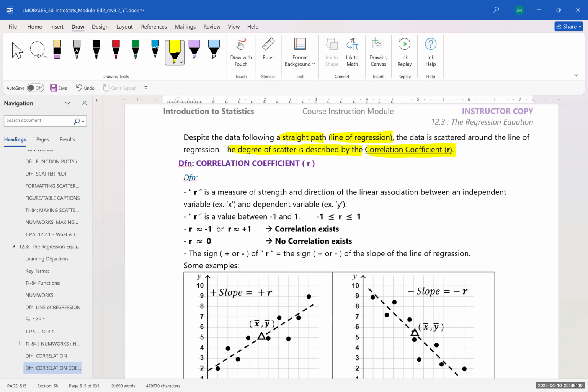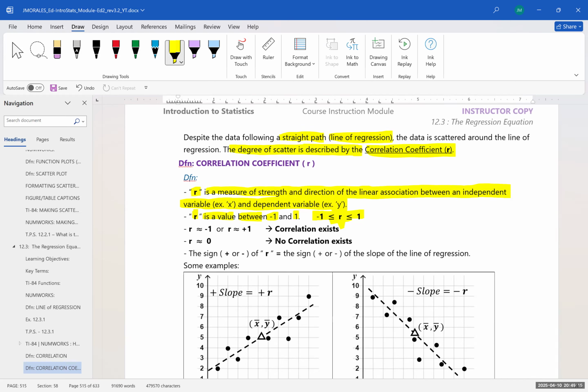So lowercase r, the correlation coefficient, is a measure of strength and direction of the linear association between an independent variable and a dependent variable. It is a value between -1 and +1. So r will be a value less than 1 and greater than -1.